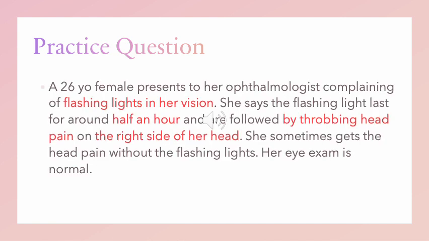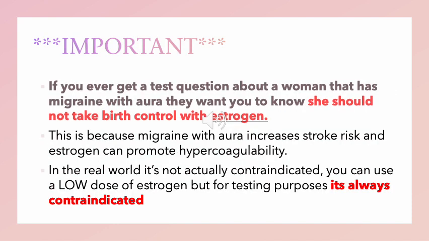Okay, so this is just highlighting the important stuff. Flashing lights, it's lasting around half an hour. It's followed by throbbing head pain on the right side of your head. So just cueing you off that a migraine attack is following the symptoms. So this is very important, especially for test taking.